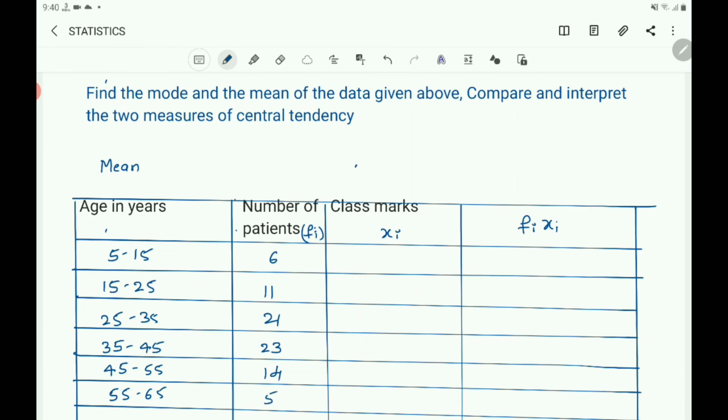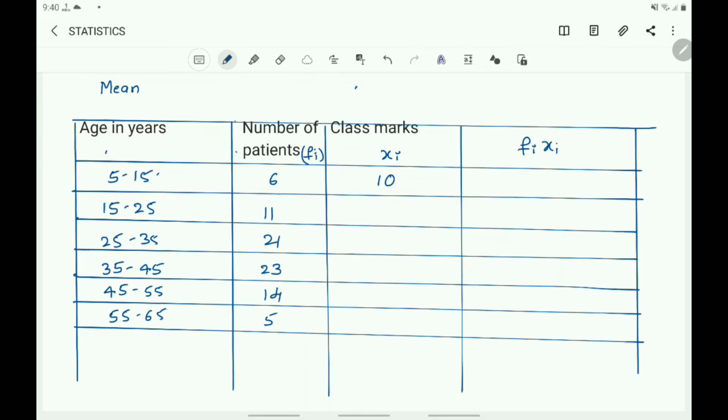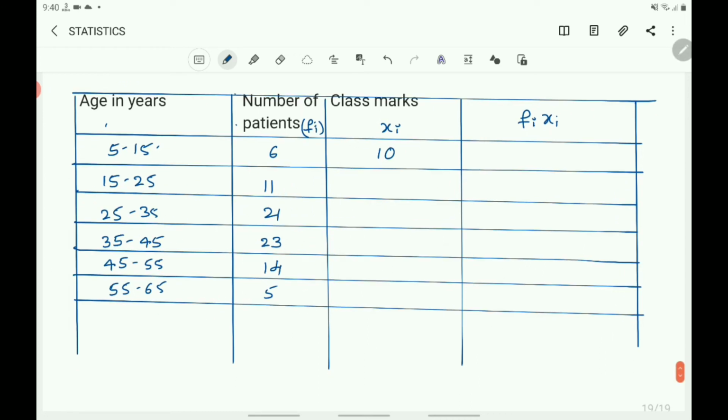Then you find the class marks, that is upper limit plus lower limit divided by 2. 15 plus 5 is 20. 20 divided by 2 is 10. And you know that the size of the class is 10. Now you go on adding 10 to get the class mark of the next class, or otherwise use the same rule, that is 25 plus 15 is 40. 40 divided by 2 is 20.